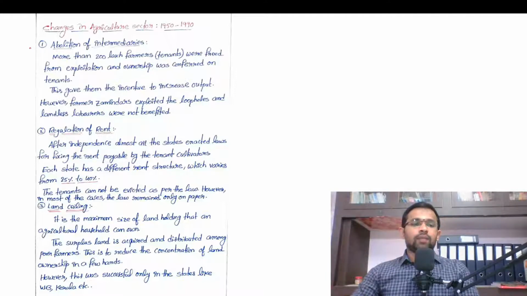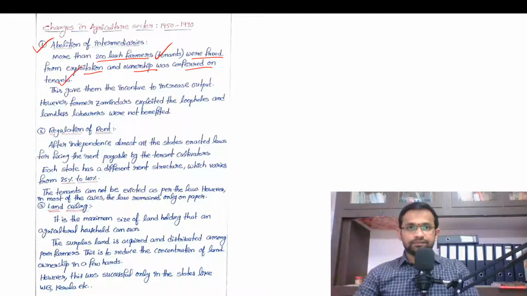So point number 1, abolition of intermediaries. So more than 200 lakh farmers who are tenants were freed from exploitation and ownership was conferred on the tenants, right? So as a part of land reforms, the intermediaries were abolished. Intermediaries are zamindars, the then zamindars. So land was confiscated from them and nearly 200 lakh farmers were benefited after the distribution of land from the zamindars. And this gave incentive to increase the output.